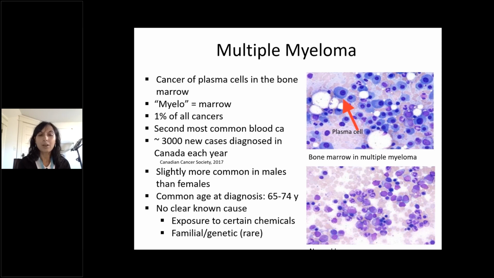We don't really know what causes multiple myeloma. There may be some connection to exposure to certain chemicals or radiation, but nothing's really been proven conclusively at all. There are some rare familial variants, but those are quite uncommon.